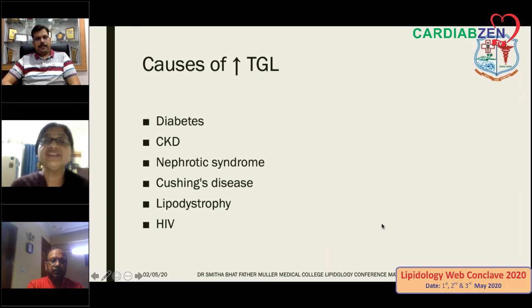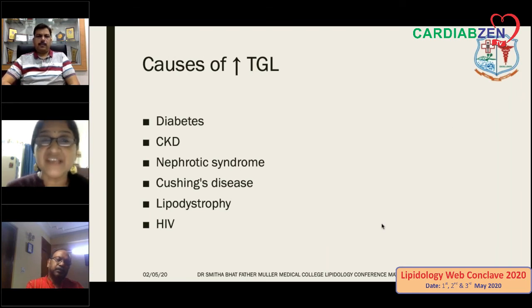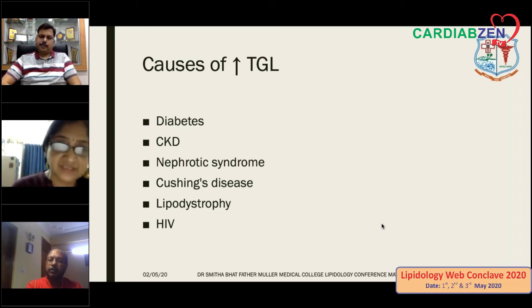What are the causes of increased triglycerides, the secondary causes of increased triglycerides? Diabetes, as we all know, CKD, like was discussed just a short while ago, nephrotic syndrome, but also rarer causes like Cushing's disease, like lipodystrophy, like HIV.